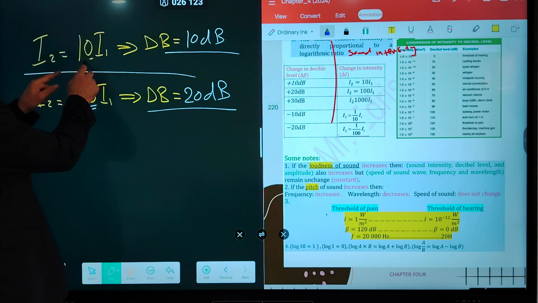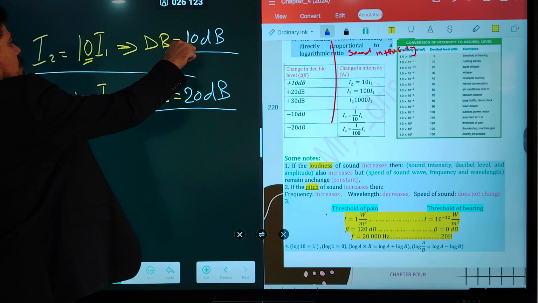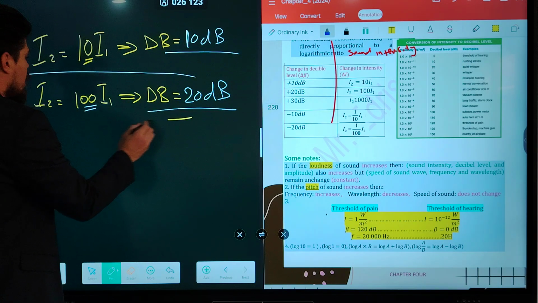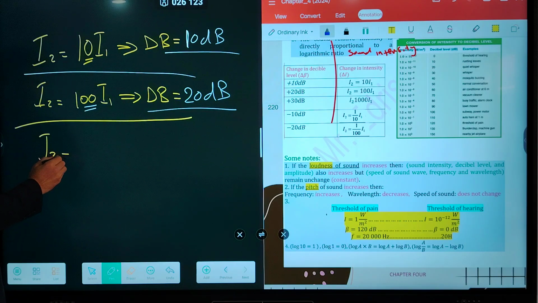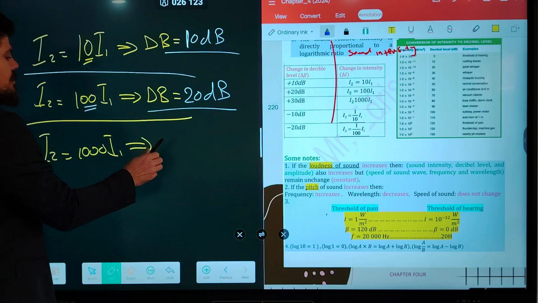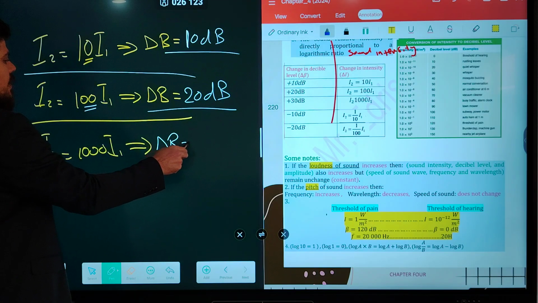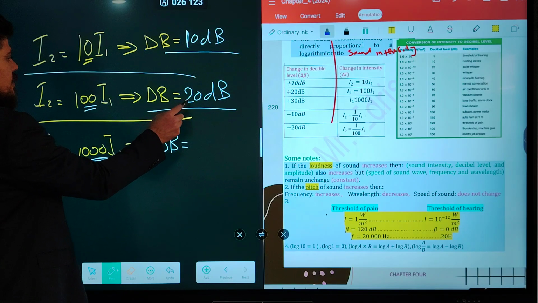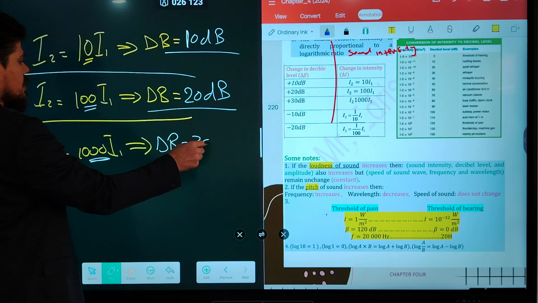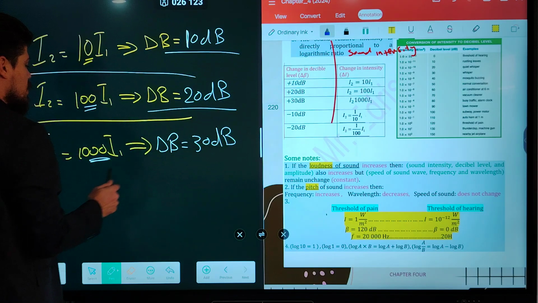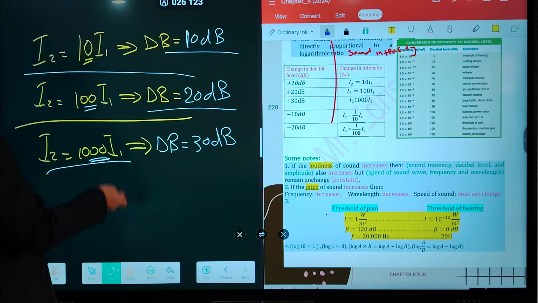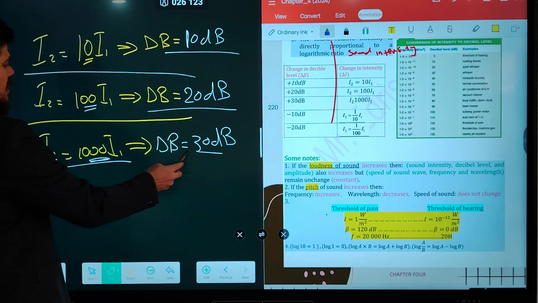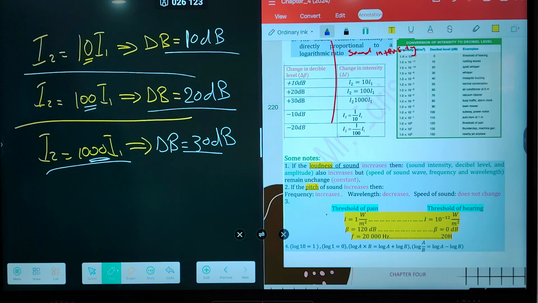Okay, how many zeros do we have here? 1. Write down 1. If the intensity I2 is equal to a thousand times I1, what happens to the delta B? How many zeros do we have? 3. So this is going to be 3, 30 decibel. So when the intensity gets more and more, the decibel level changes a little bit, not too much.